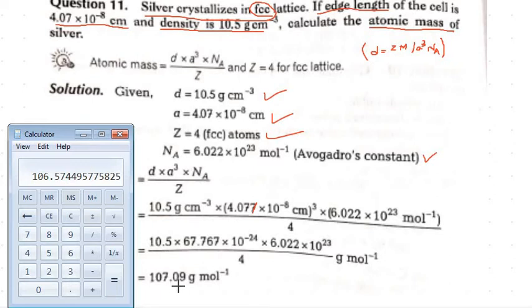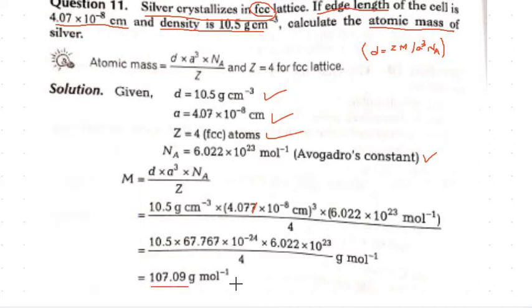But if you want the exact same answer, then you should take the value as 10.5 into 4.077 into 4.077 into 4.077 into 6.022 divided by 4 divided by 10. So that comes to 107.12, which is close to our value 107.09. So this is how this answer came.